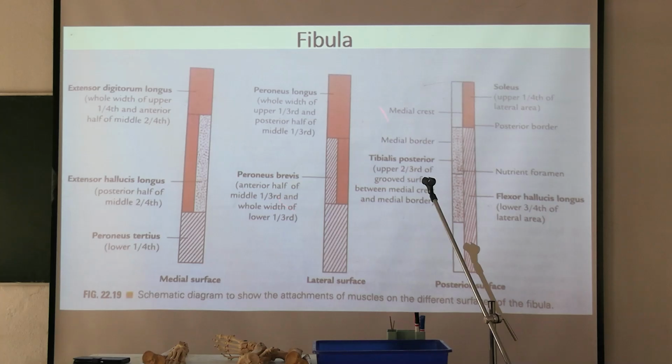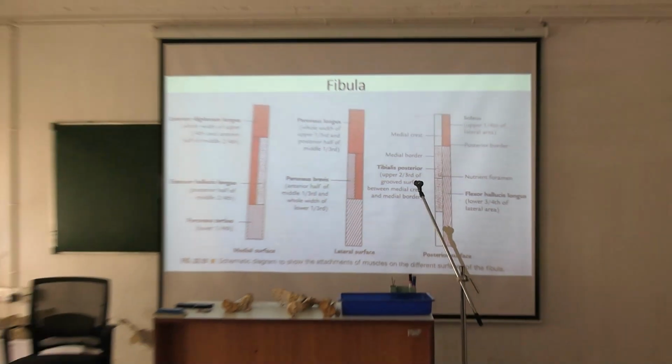So this is the flexor surface mainly. This is the peroneal surface or lateral surface, and this is the extensor surface. Here flexor muscles are originating, here peroneal or lateral compartment muscles are originating, here extensor muscles are originating. Understood? So that's how you remember it.